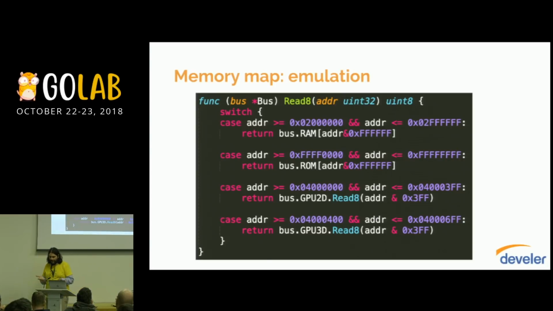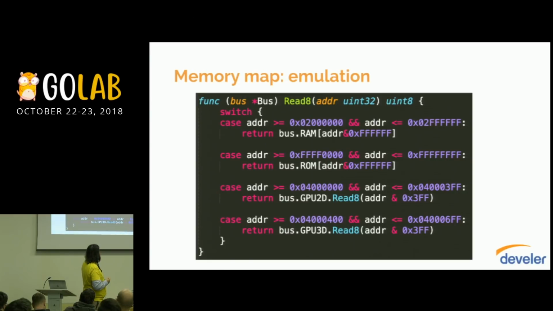I need to write a function, for instance, to read from memory at a certain address. I just do a switch. If the address is here, I access the RAM and I read the byte. If the address is here, I forward to the GPU emulation to read the register. So this is the simplest approach, which is not very scalable, right?